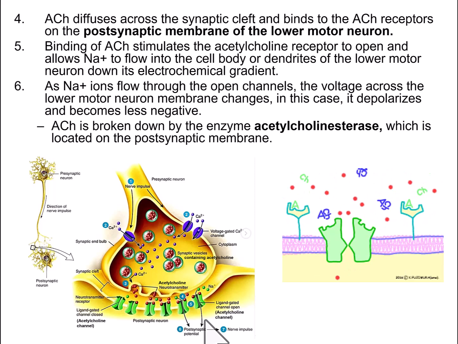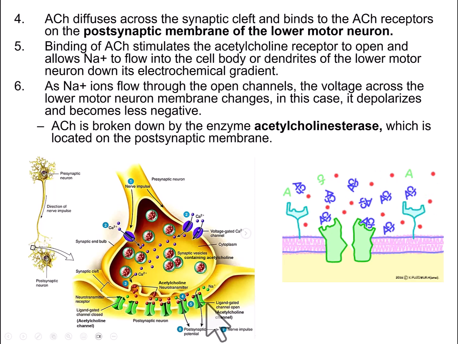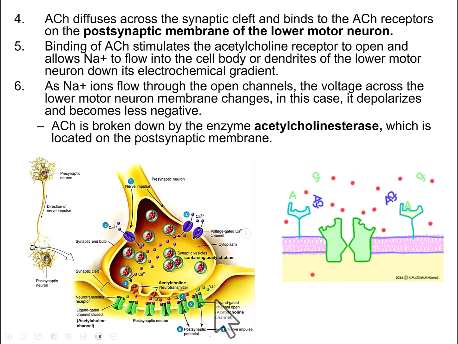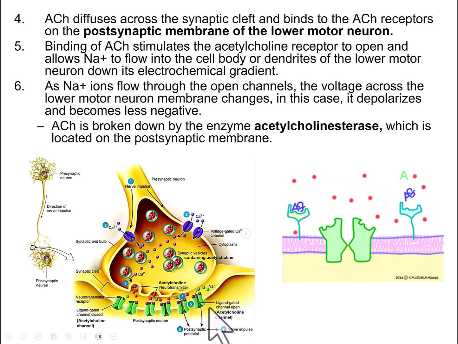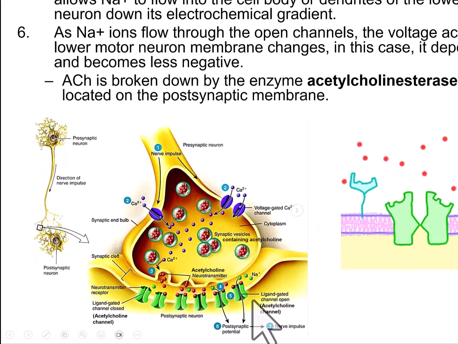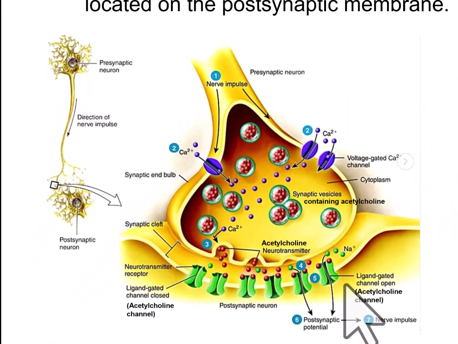Well, sodium, which has a positive charge, is also attracted to the negative charge, minus 70 millivolts, that's the resting membrane potential, inside this cell. So that attraction is the electrical gradient. And so we say it moves down its electrochemical gradient. Well, as this sodium flows through these open channels, the voltage across this lower motor neuron membrane changes. And in this case, it depolarizes. It becomes less negative because you have positive charges coming in with sodium.